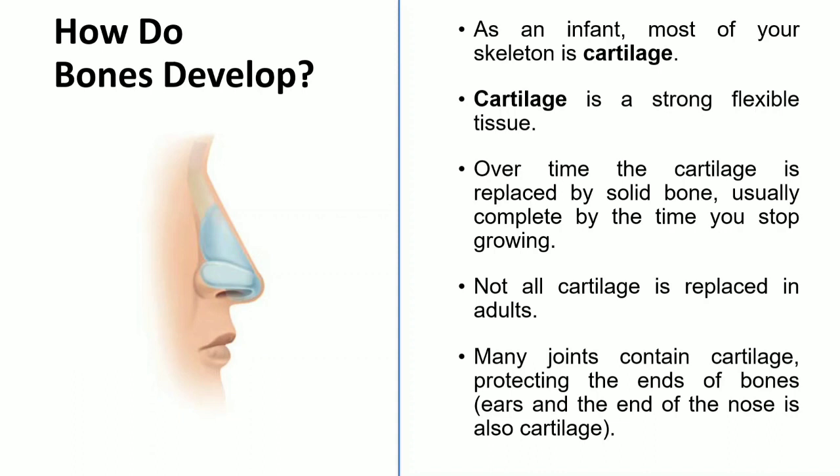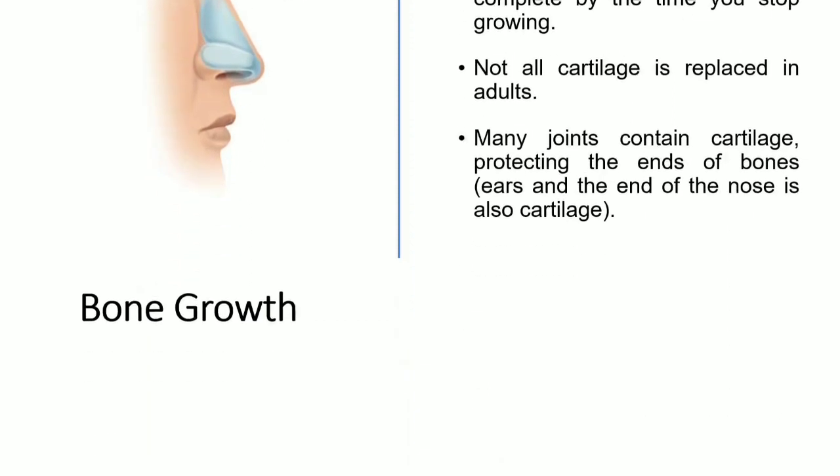But not all the cartilage is replaced in adults. Some of the cartilage will remain as a soft tissue, present at the end of the bones, and that helps protect the bones during friction. So it works as a cushion between the bones. So this is how the bones get developed.